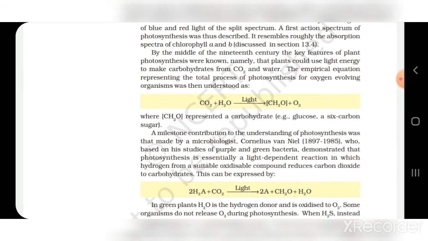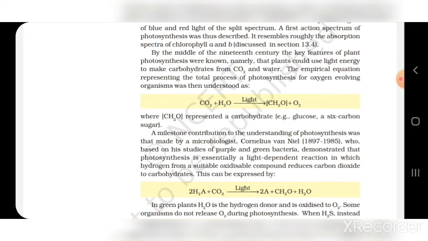Okay, so first, what are the raw materials required in photosynthesis? The first one is carbon dioxide, which is obtained from the atmosphere through the stomata by the plants. Next is water, where land plants absorb a huge amount of water from the soil through the root hairs, and aquatic plants absorb water through the body surface.